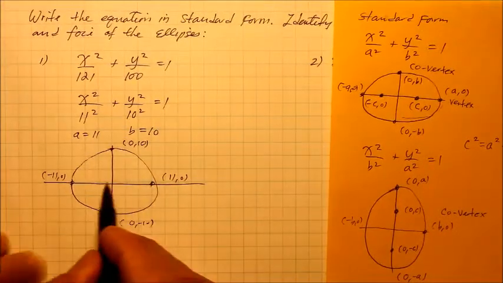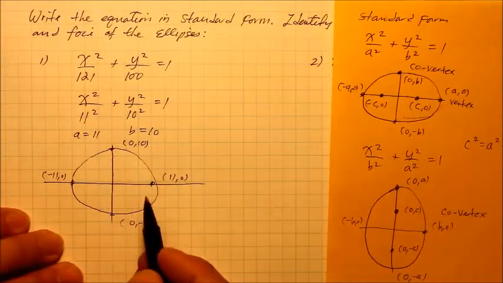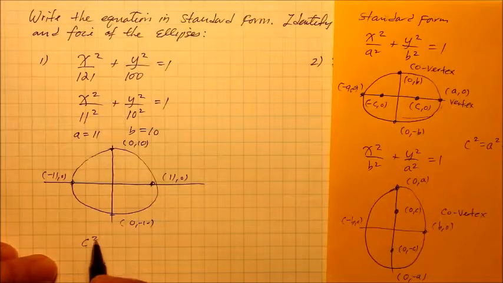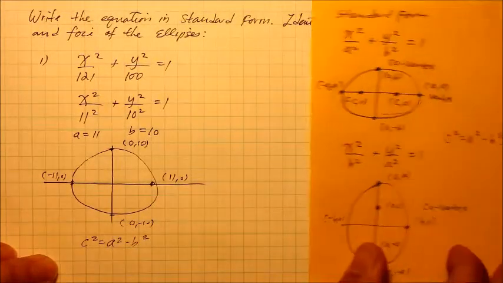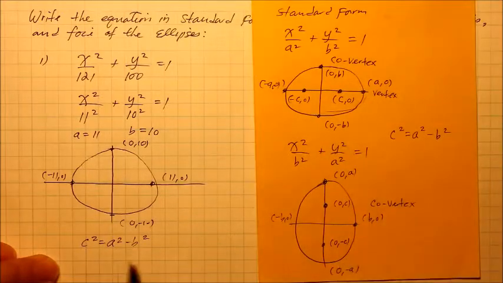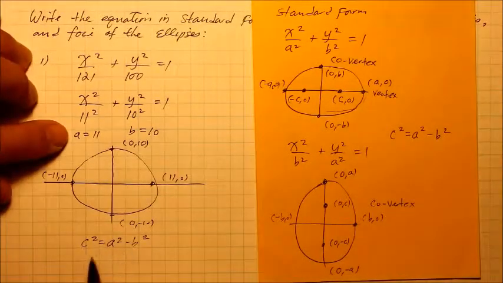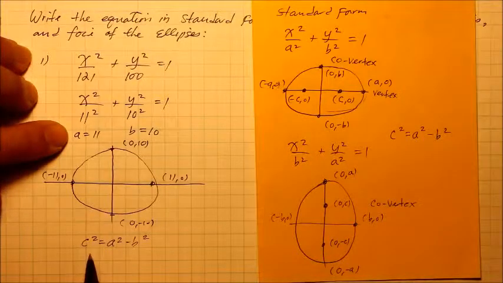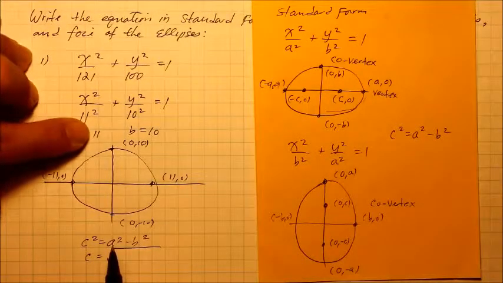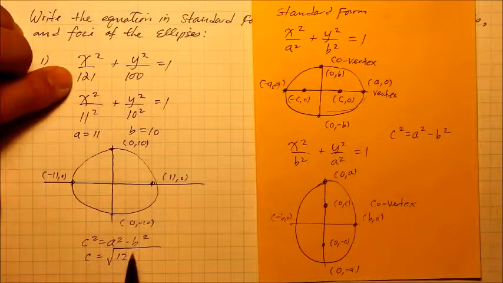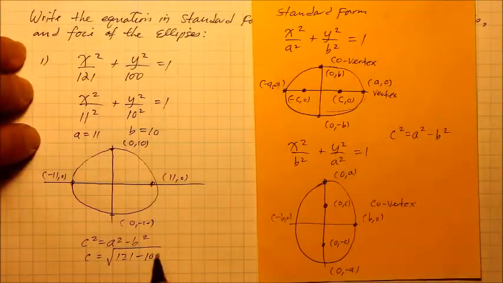Now, how do I find the focus? Well, we have to use the formula: c squared is equal to a squared minus b squared. And so we're going to plug in the numbers. If I solve for c, it will be c is equal to the square root of a squared, which is 121, minus b squared, which is 100. So c becomes 121 minus 100, which is 21, square rooted.